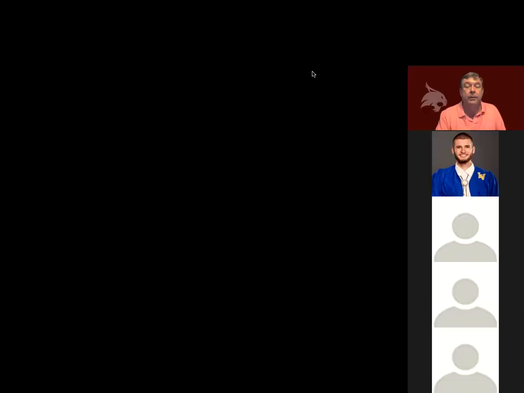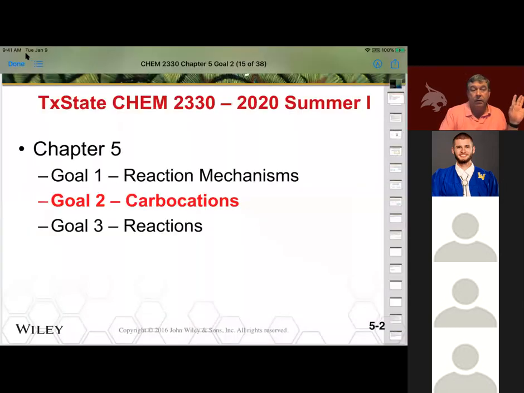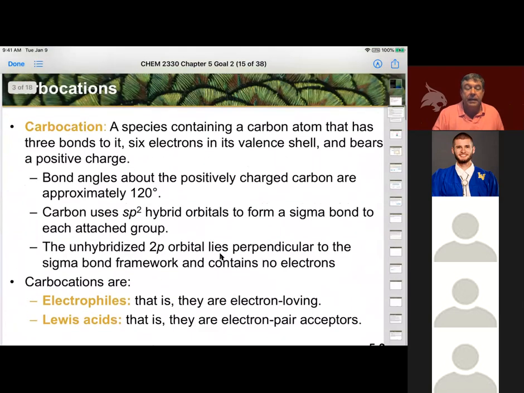goals number 2. Now our goals number 2 is carbocations. I said I was going to explain why carbocations are special and important, and that's what we're going to do in this goals chapter. So the key to a carbocation is that it is a carbon with 3 sigma bonds and an empty p orbital, meaning it lacks electrons, meaning it has a positive charge. So all carbocations are electrophiles. They're always looking for that next bond. All carbocations are always Lewis acids. They're always ready to accept an electron pair. That's the important thing about the carbocation: it will always react as an electrophile or Lewis acid.